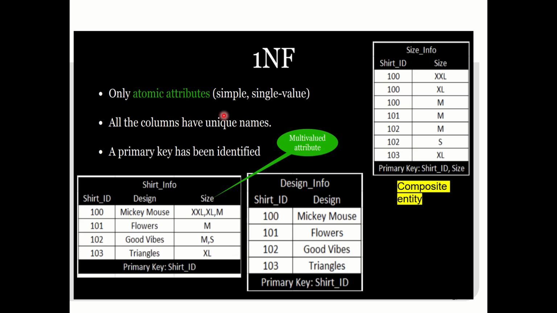Now this is another example. You are given a particular table which has shirt ID, design, and size, right? When you look at this table, the primary key is the shirt ID. What you can do is divide your table into 100 Mickey Mouse XXL, 100 Mickey Mouse XL, 100 Mickey Mouse M, and then 101 flowers M.